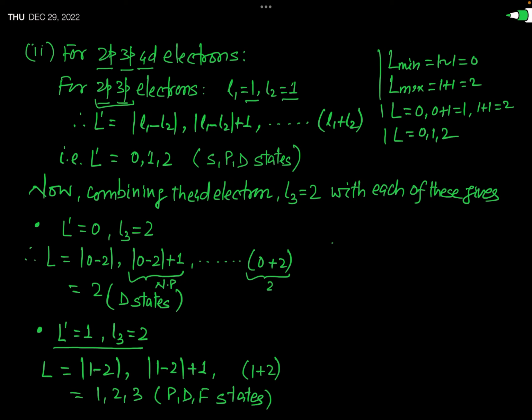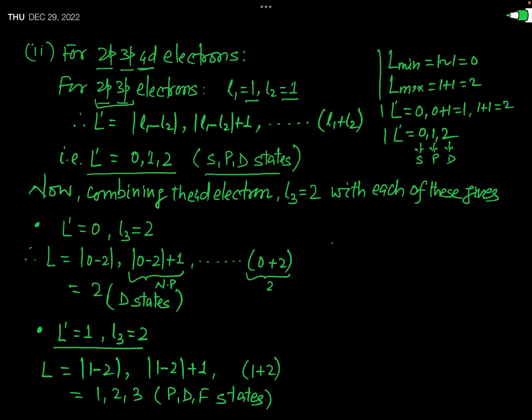0, 1 and 2. This 0 represents the S state, 1 represents the P state, and 2 represents the D state. So you can see, we consider that this L is equal to L prime. Why am I considering L prime? Because finally we will have to obtain L, because one electron is remaining here. So L prime is equal to 0, 1 and 2, and these represent the S, P and D states.